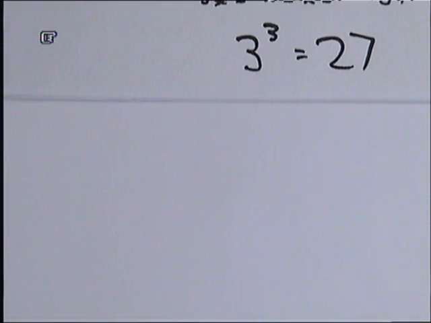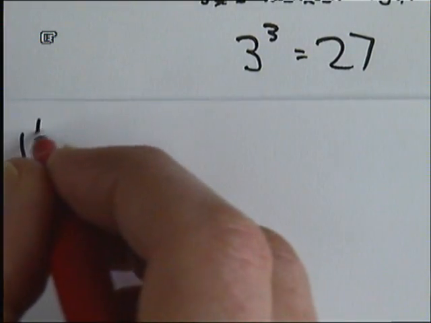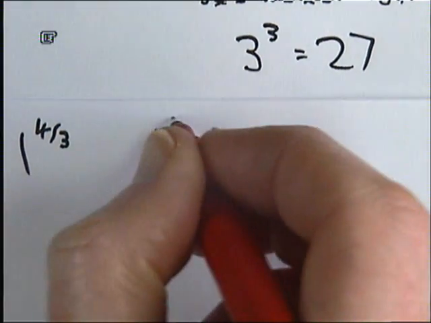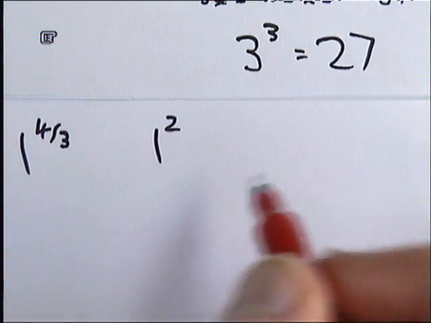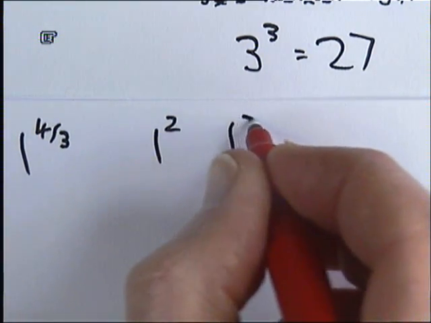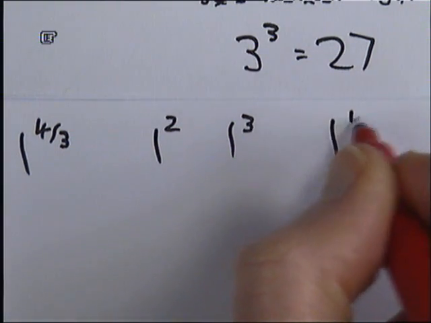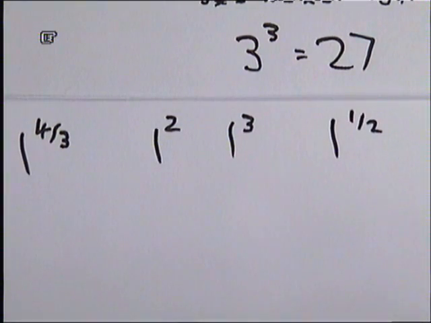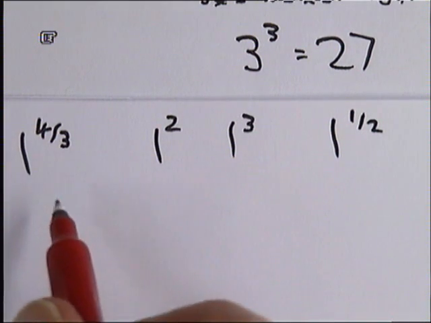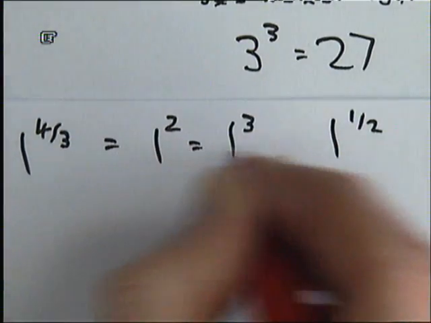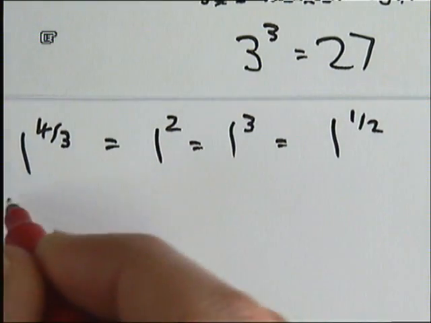Let's have a look at 2 more examples. 1 to the power of 4/3. 1 to the power of anything is always 1. 1 to the power of 2 means 1 times 1, which is 1. 1 to the power of 3 means 1 times 1 times 1, it's still 1. Just worth remembering. So it's like a trick question, really. 1 to the power of anything, it's just 1.